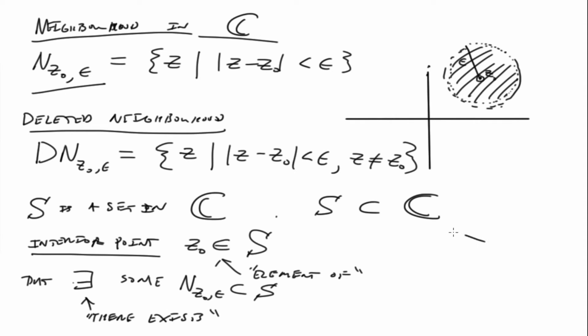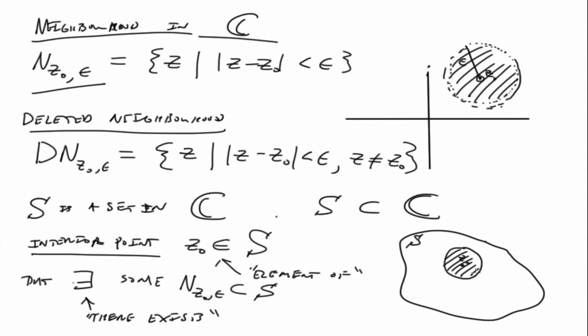All right, and what we're talking about, if here's our set in the complex plane, that's S. And I have this point Z naught here. It's an interior point only if I can find a neighborhood, i.e. I can find some epsilon value that's around that Z naught that's completely inside of S. Okay, so that looks nice.